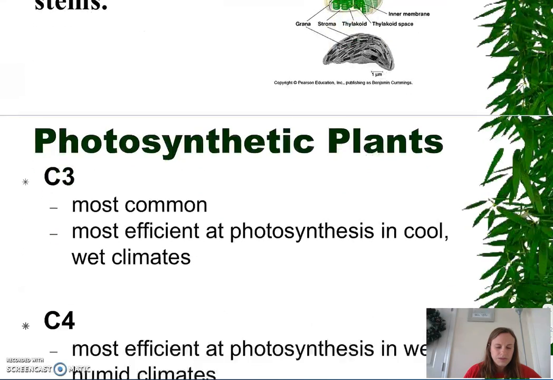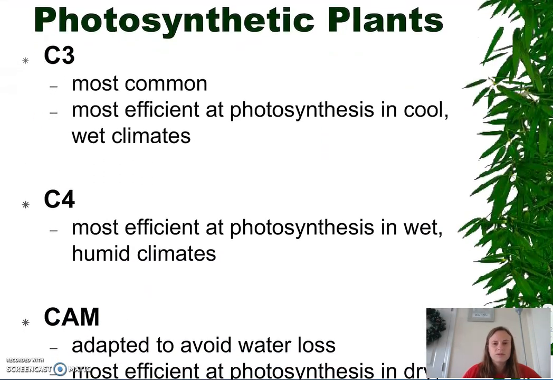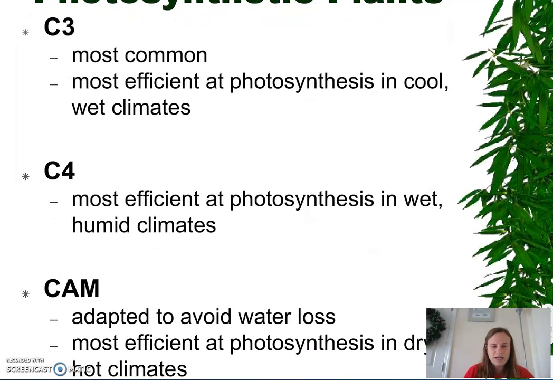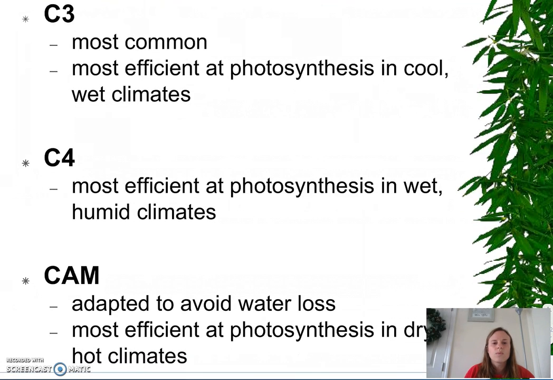Now, we learned when we did our transpiration lab that there are different types of plants. There are C3, C4, and CAM plants. All of these plants are photosynthetic, however, they have different adaptations that make them more efficient at doing photosynthesis in specific climates. We're going to focus on the C3 plant since they are the most common type of photosynthetic plant.